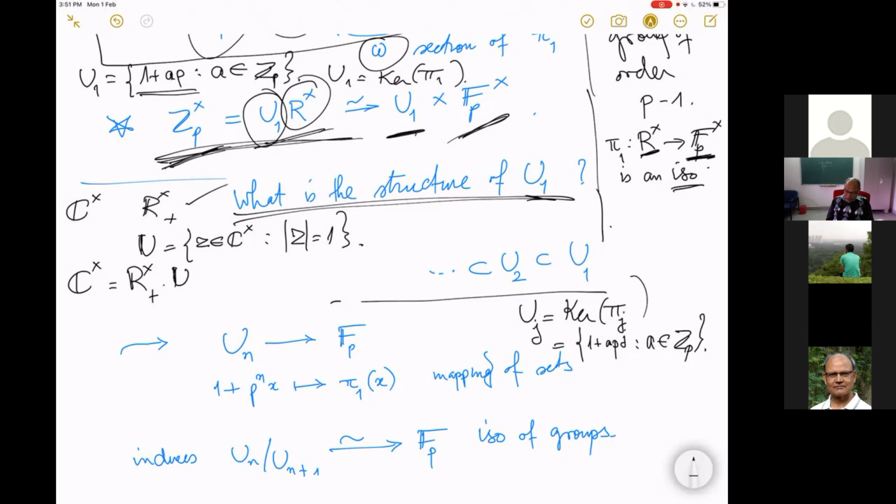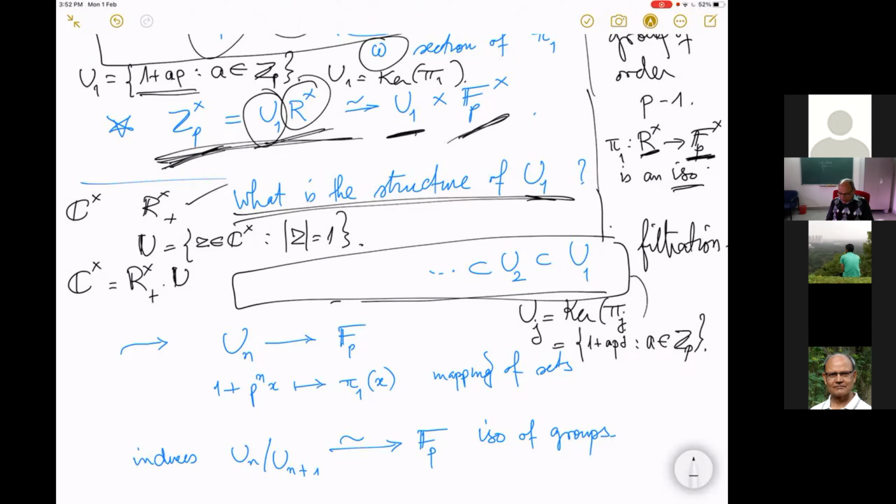Now, the first observation about these U_n is about this sequence. Such a decreasing sequence is called a filtration. A filtration is just a sequence of subgroups. It's called a decreasing filtration because the sequence is decreasing with the index: the higher the index, the smaller the group. So it's decreasing.